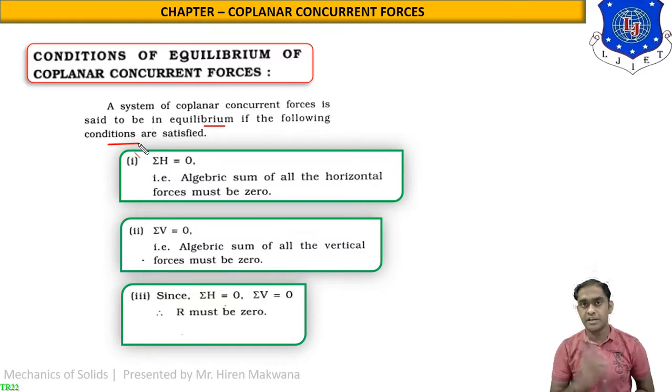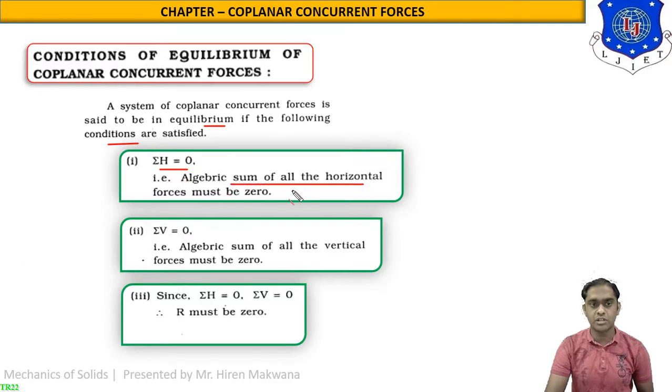For that, three conditions should be satisfied. First one is sigma H equal to 0. So the algebraic sum of all the horizontal components must be 0. All the horizontal forces' summation must be 0. Second one is similarly sigma V equal to 0, meaning the algebraic sum of all the vertical forces must be equal to 0.